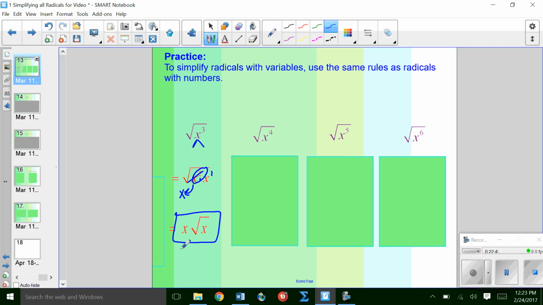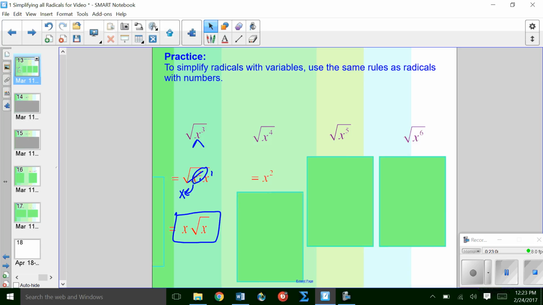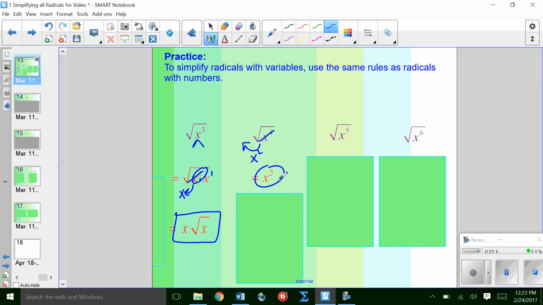In this next example, we've got the square root of x to the fourth. Now, when it's an even exponent, you can take the square root of it just by dividing its exponent by 2. So this one's fairly straightforward. We are able to take the square root of x to the fourth. The whole thing will come out of the radical as an x to the second. Half of 4 is 2 on the exponent, so that simplifies to x squared.